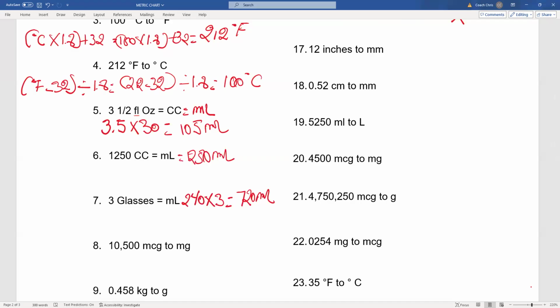All right, let's look at this right here. Microgram to milligram. So microgram to milligram, you're moving from right to left. Look at your line, your family line. Microgram to milligram, you move from right to left. And when you move from right to left, you divide. There is only 1,000. So we're going to divide this right here by 1,000. Once you divide this by 1,000, you will have 10.5 milligrams.